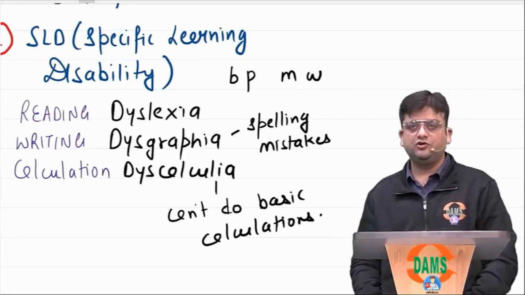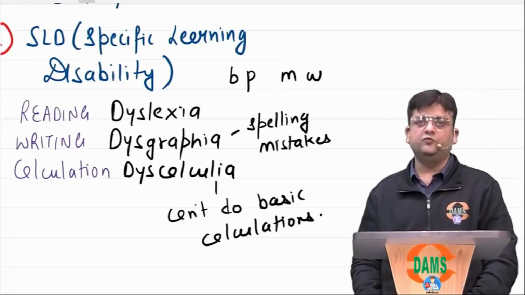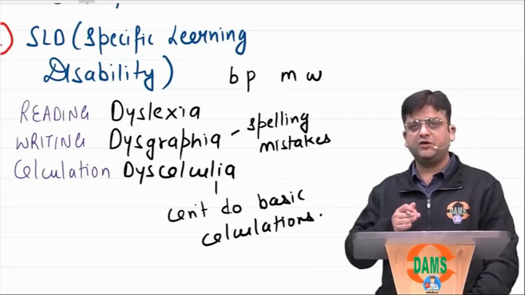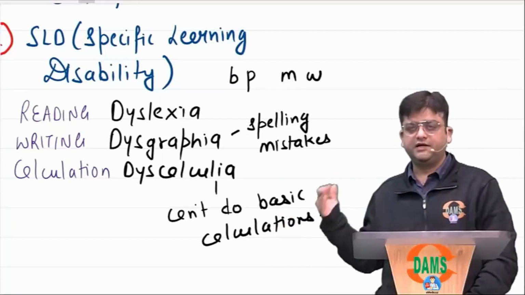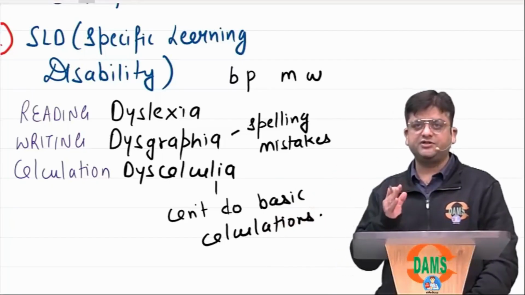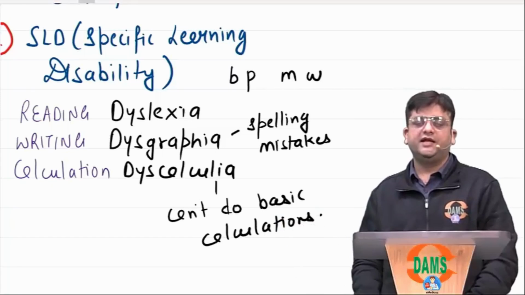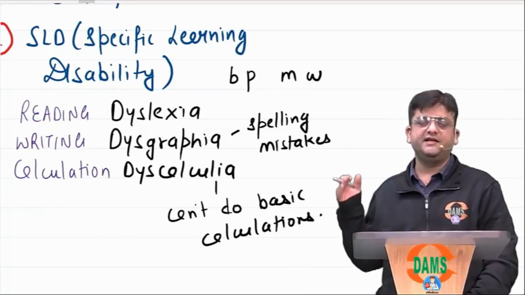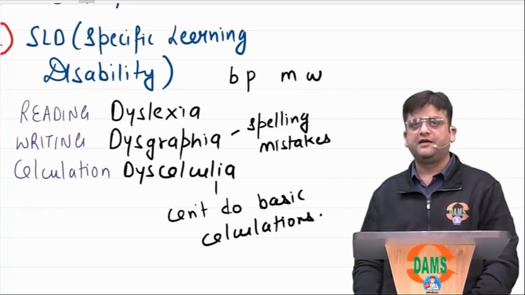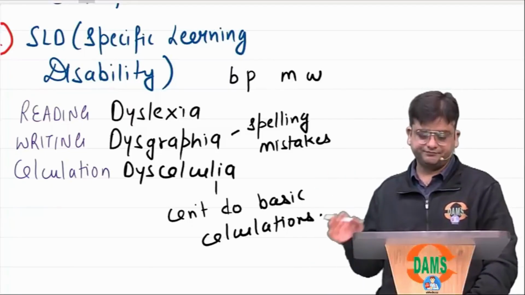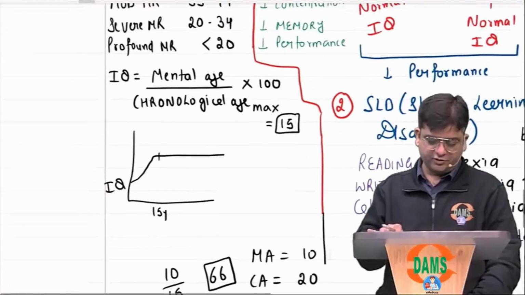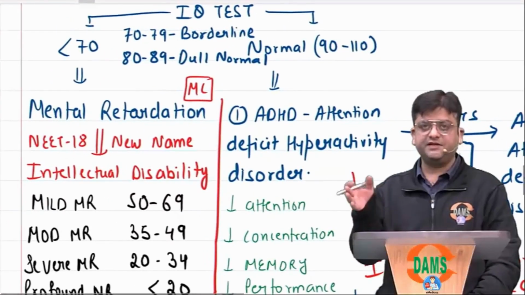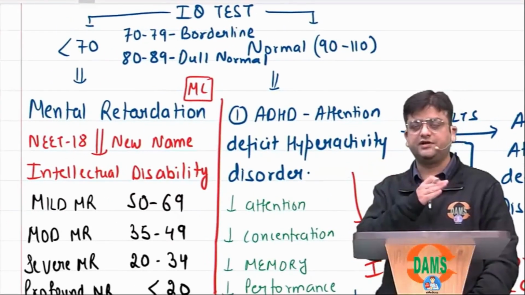So these are also with normal IQ. So decline in scholastic performance can be with normal IQ, can be with decreased IQ. Decreased IQ, mental retardation; normal IQ, ADHD and SLD. ADHD in children becomes ADD in adults. Is that clear? I hope you have noted it all. If you have missed something, you can pause and replay.